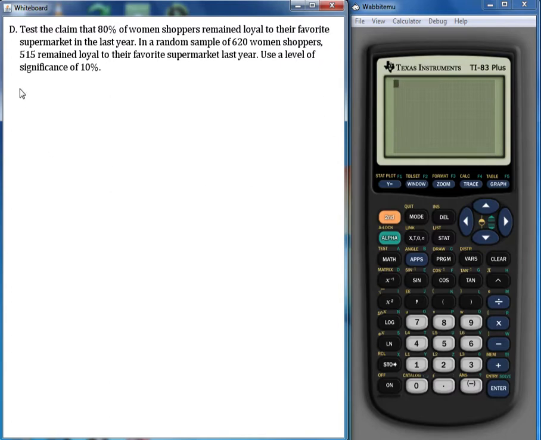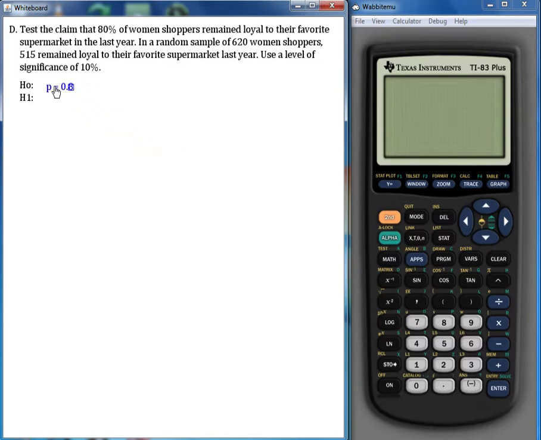All right, so the null and alternative hypotheses here. The claim is that 80% of women shoppers remain loyal to their favorite supermarket in the last year. So it's a percentage that we're testing. The claim is that the proportion of women who stayed loyal is 80% or 0.8.